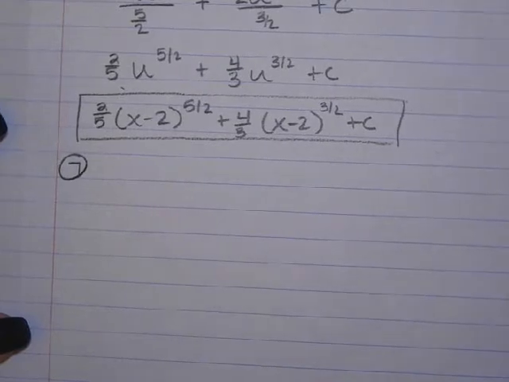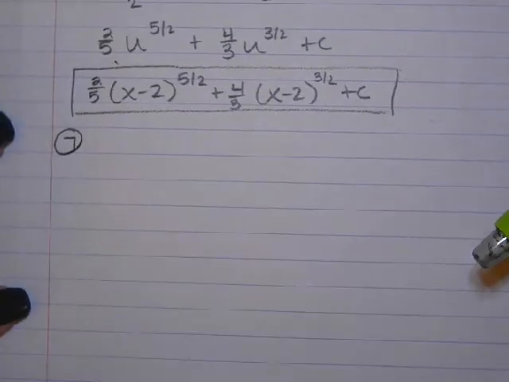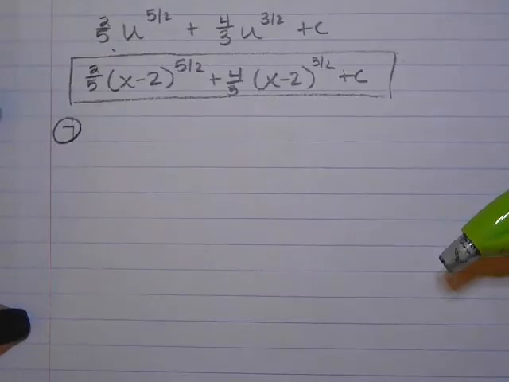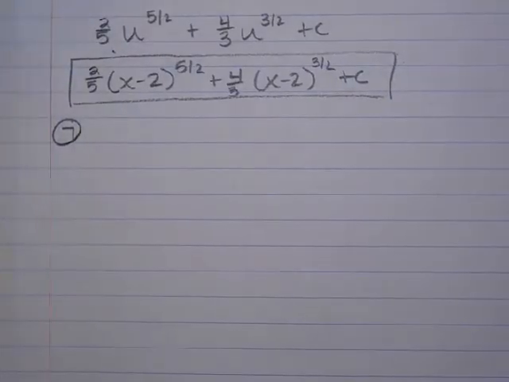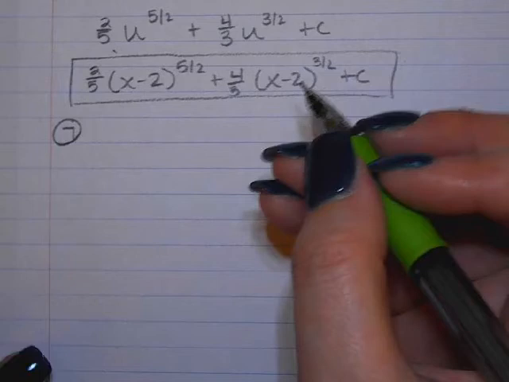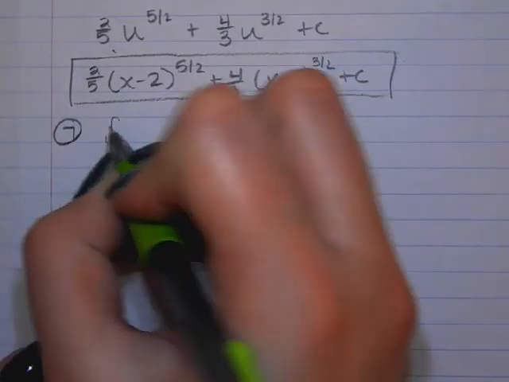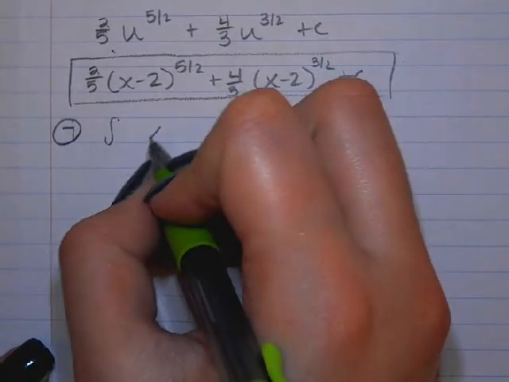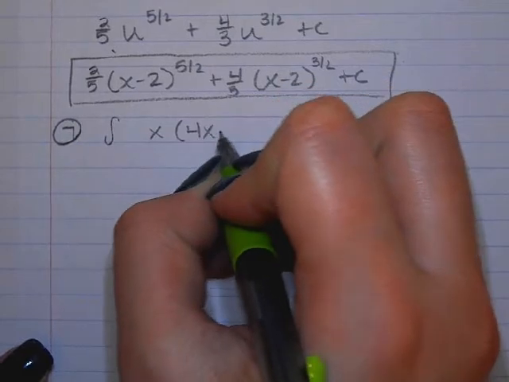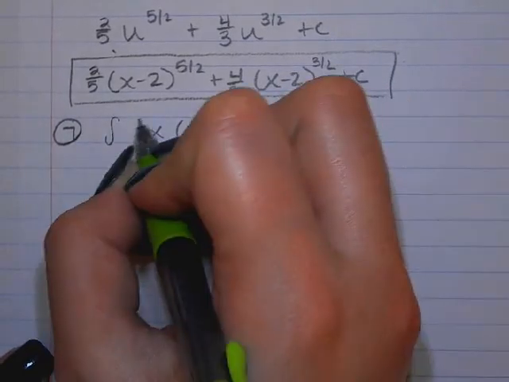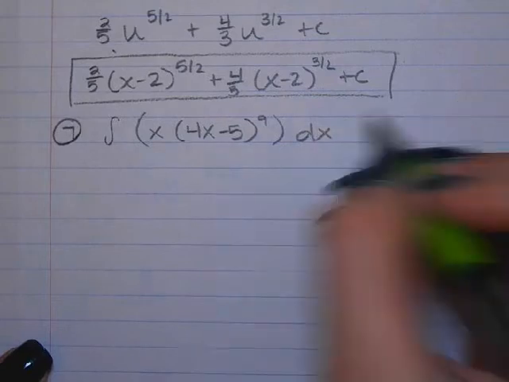So this is not the unit to not finish your homework or classwork or practice. This is the unit where we do all the problems because we need all the practice we can get. Okay. The next one is going to be to integrate x times 4x minus 5 to the 9th dx.